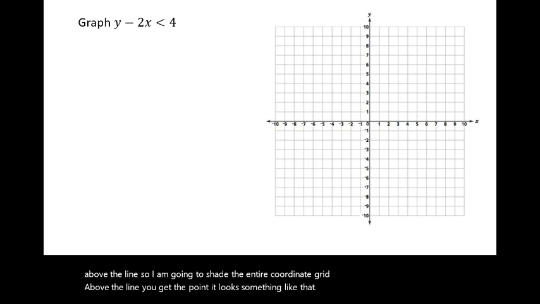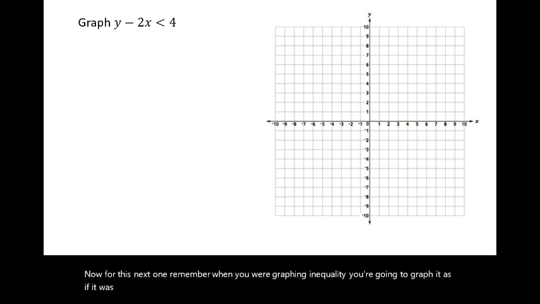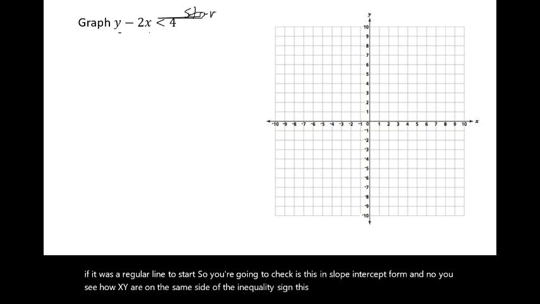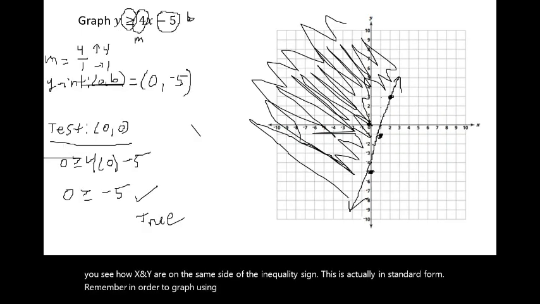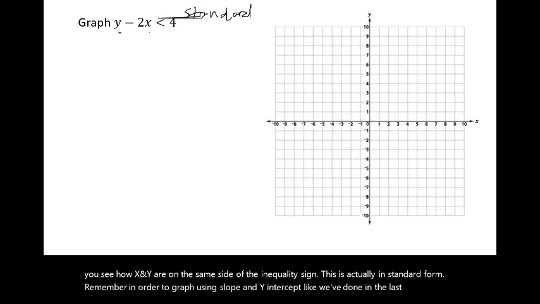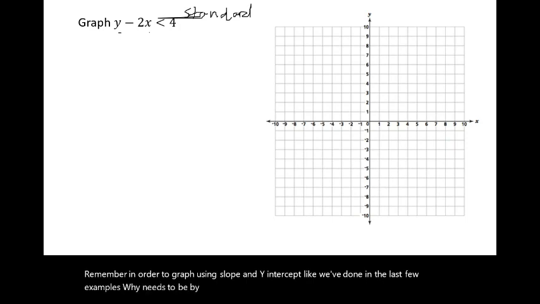Now for this next one, remember when you are graphing an inequality, you're going to graph it as if it was a regular line to start. So you're going to check, is this in slope-intercept form? And no, you see how x and y are on the same side of the inequality sign? This is actually in standard form. Remember, in order to graph using slope and y-intercept like we've done in the last few examples, y needs to be by itself. So you have to get y by itself first.